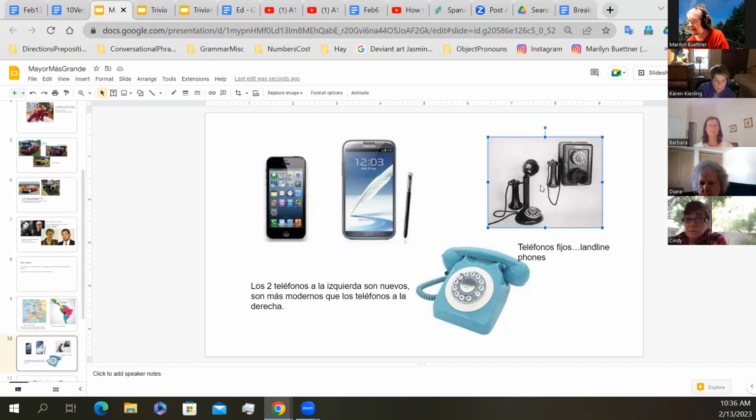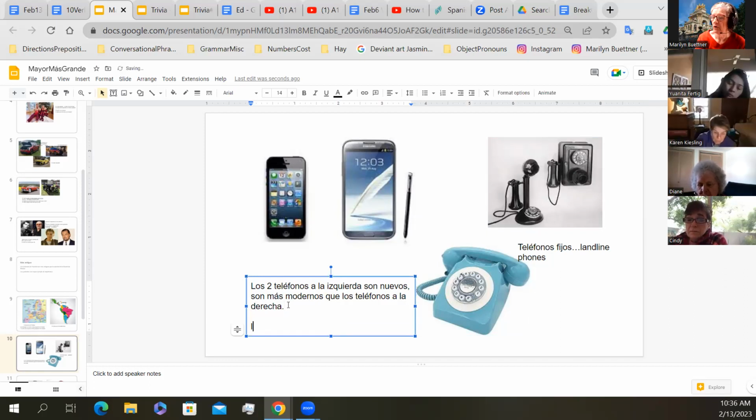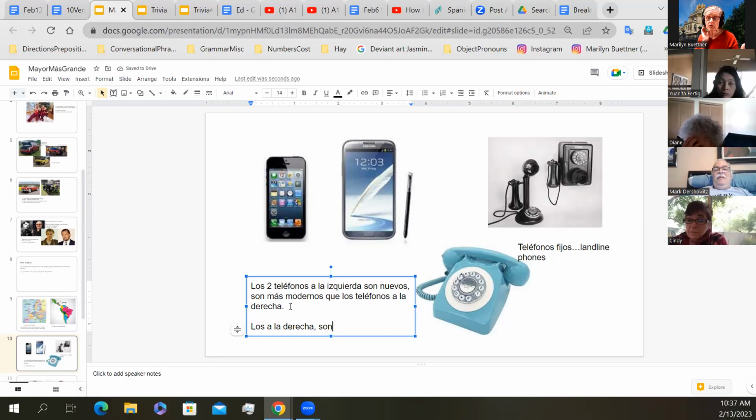Si hablamos de este teléfono aquí, sí, el negro o los 2, ok, y el teléfono azul, ok, ¿qué podemos decir? What can we say about these 2? A la derecha, los teléfonos, los a la derecha, the ones on the right, son... rotario. Son, I don't know the word, but mayores. Something like rotario. Oh, sí, eso es, sí, la manera de marcar, the way of marking the numbers.